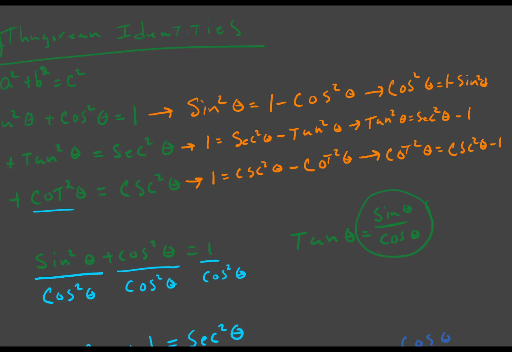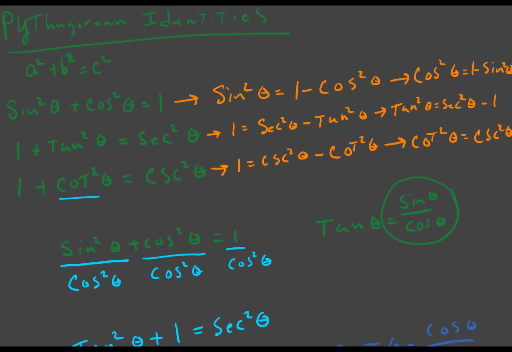So there you have actually 9 Pythagorean identities. Now, you don't have to memorize all these, but it would be helpful if you're able to recognize these when they show up in equations later on.